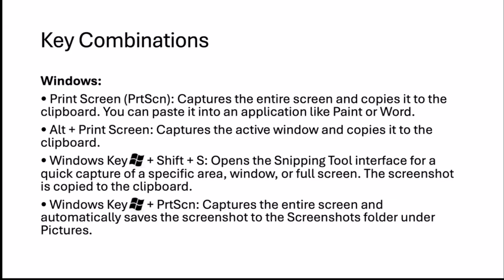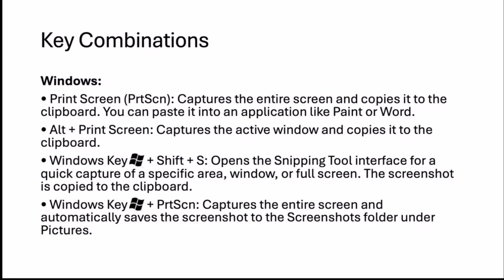In Windows, the key combinations are as follows. For Print Screen, you hit the Print Screen key and it captures the entire screen and copies it to the clipboard. You can then paste it into an application like Paint or Word. You can also use Alt plus Print Screen. It captures the active window and copies it to the clipboard.